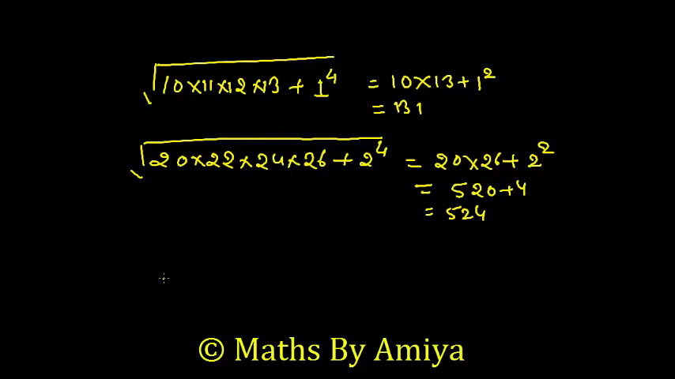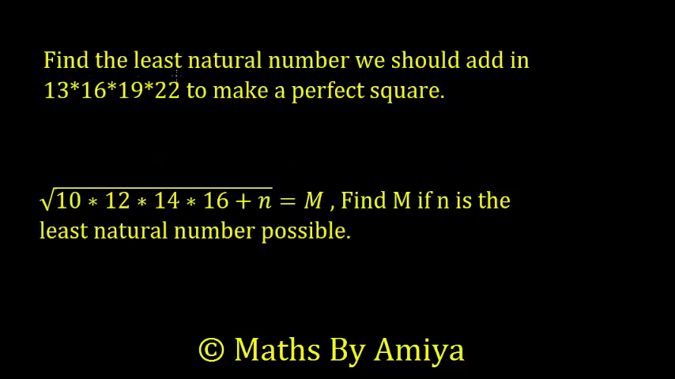Now, can you answer me? Our first question is find the least natural number we should add in 13 into 16 into 19 into 22 to make it a perfect square. We know these four terms are in AP. Gap of 3. To make a perfect square, we just need 3 raised to power 4, which is nothing but 81. I hope this is clear.